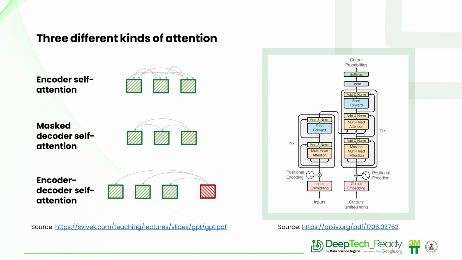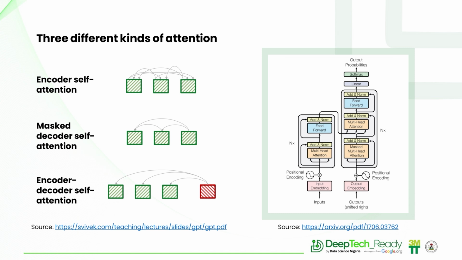We also have the encoder-decoder attention. This type of attention occurs between the encoder and the decoder. The encoder processes the input sequence and generates a representation of it, which is then passed to the decoder. In this stage, the decoder attends to the entire encoded input sequence, enabling it to use the context of the entire input while generating output tokens. These attention mechanisms are fundamental to the transformer architecture, allowing the model to understand context and generate meaningful predictions.